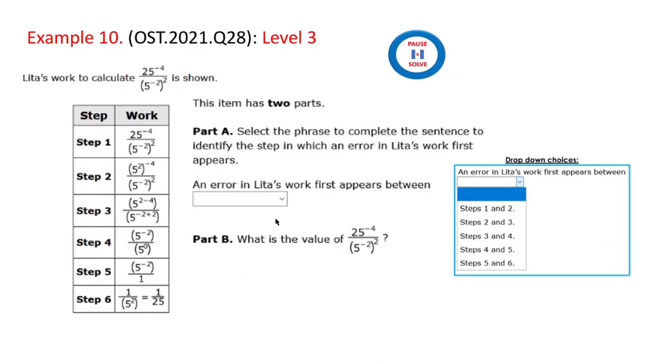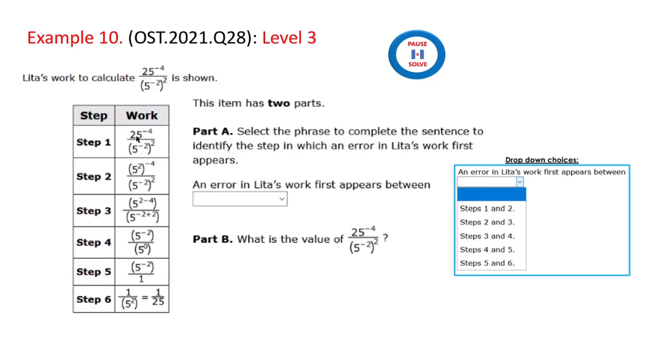The last question here is Lita's work to calculate this term is shown. That's how she calculated the term, and she arrived at this answer, 1/25. And this answer is incorrect, so some error happened along the way here. So there are two parts to this question. Part one, to find where the error happened, and the second part is to calculate the expression.